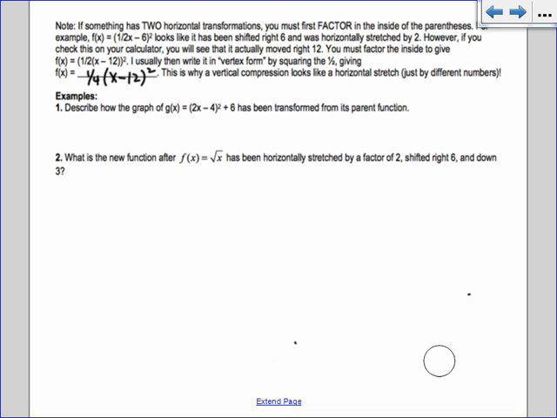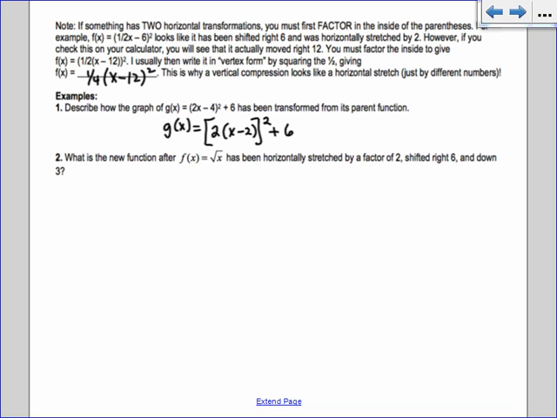All right, so number 1, it says describe how the graph of g of x equals 2x minus 4 quantity squared plus 6 has been transformed from its parent function. All right, so what I have to do is pull out the 2 from both of them, from the 2 and the 4. So I need to rewrite it as 2 times the quantity of x minus 2 squared.